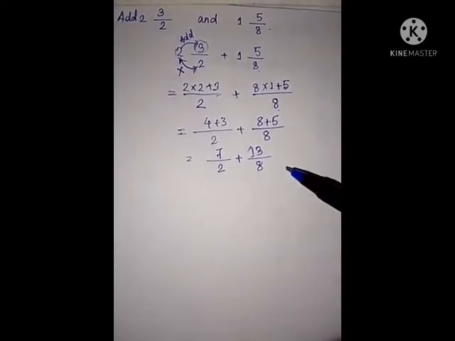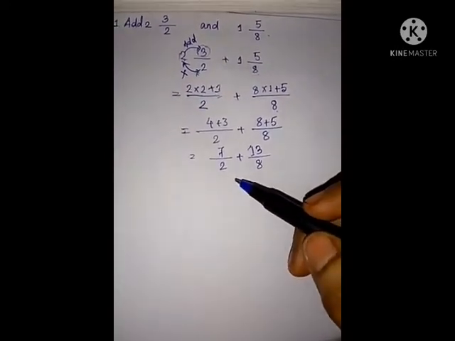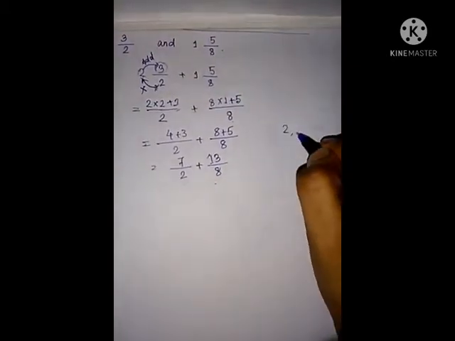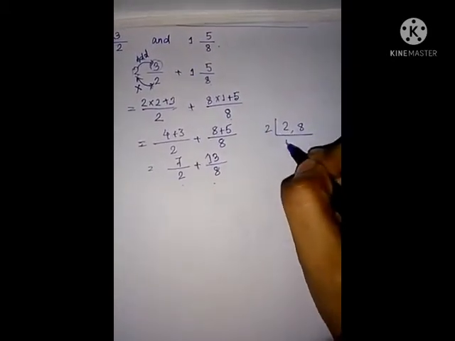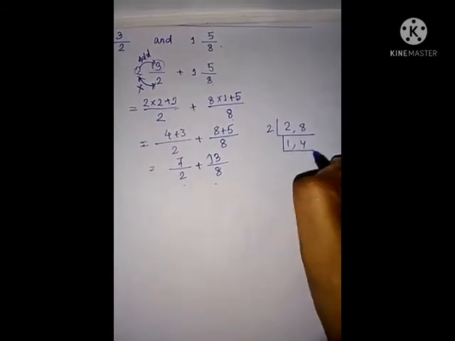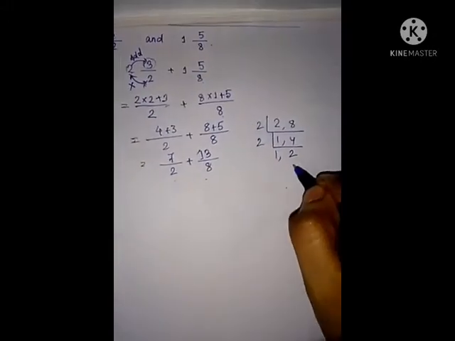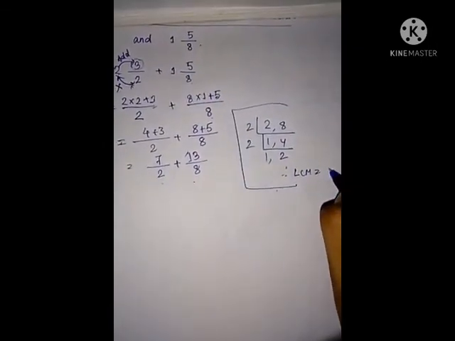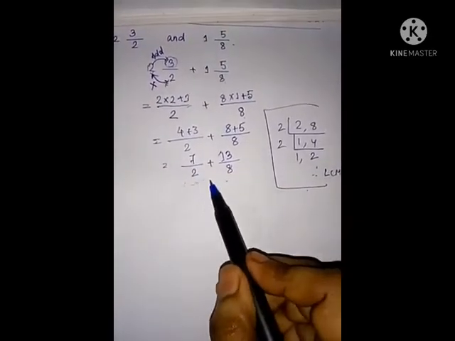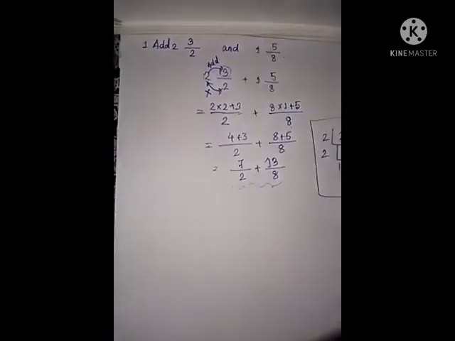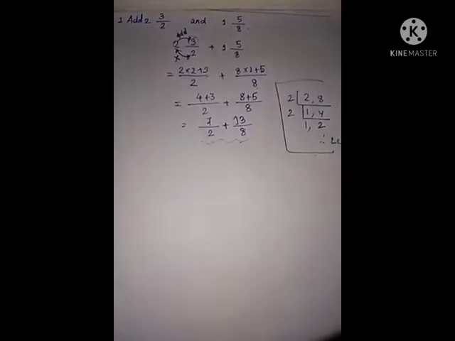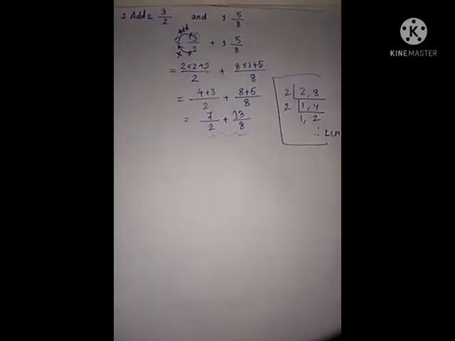Okay, now are these like fractions or unlike fractions? These are unlike fractions, so we have to find the LCM of the denominators. The LCM of 2 and 8. 2 ones are 2, 2 fours are 8. So the LCM is equal to 8. The LCM of these is 8. So now we are going to write equivalent fractions. Do you remember how we can make equivalent fractions?